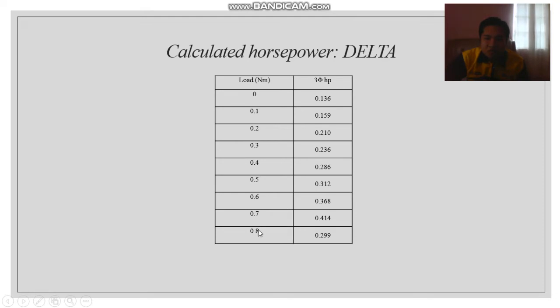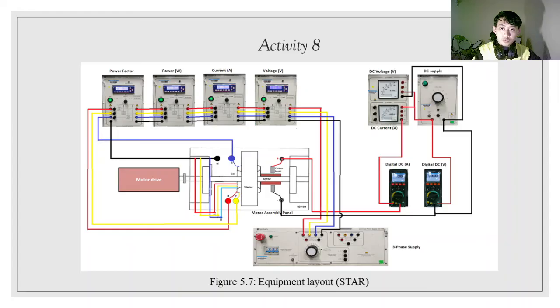But we can see that at 0.8 Newton meter here, our horsepower is decreasing to 0.299. This is because our 3-phase synchronous motor is stalling at 0.8 Newton meter load. So this shows that our 3-phase AC synchronous motor, like I said before, can only handle load below 0.8 Newton meter. So that's all for the delta connection data collection. Thank you.